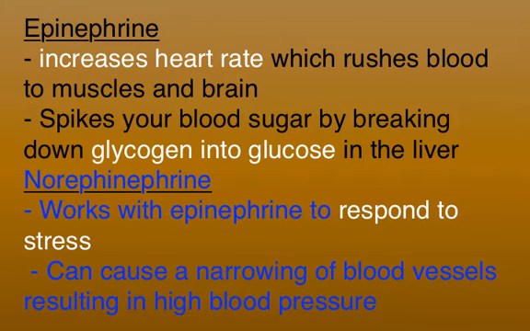Epinephrine increases heart rate and rushes blood to the muscles and the brain. It also spikes your blood sugar by helping to convert glycogen to glucose in the liver. Norepinephrine works with epinephrine in responding to stress, and it can cause a narrowing of blood vessels that results in high blood pressure.